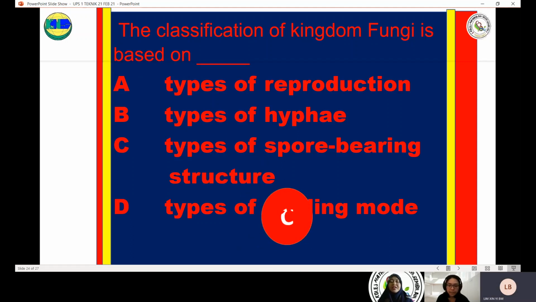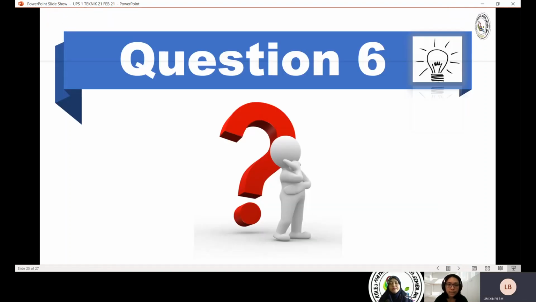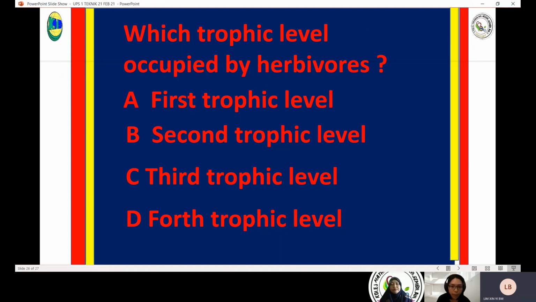The sexual reproduction produces what we call a spore-bearing structure. So that is how you learn your lesson. When you understand, you can even argue why it cannot be B or A. That is how you tackle your question. Next, question 6. Which trophic level is occupied by herbivores? This one is ecology, right? An ecology question.